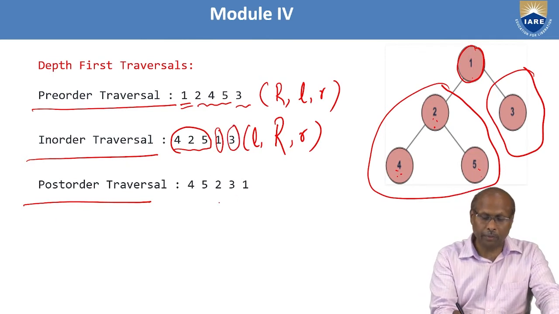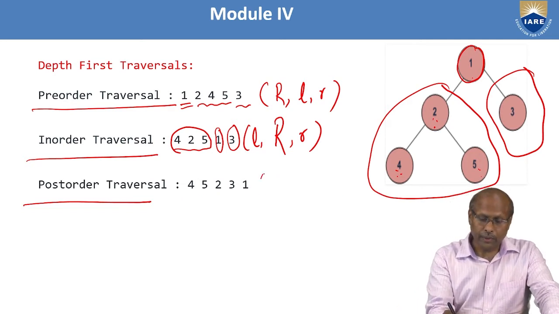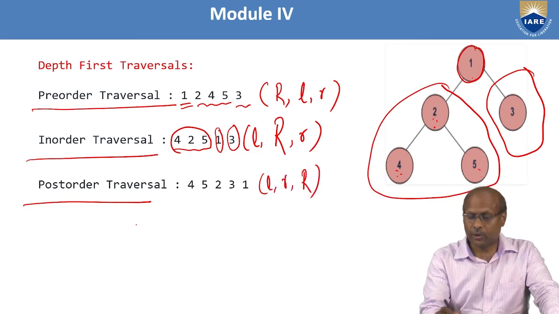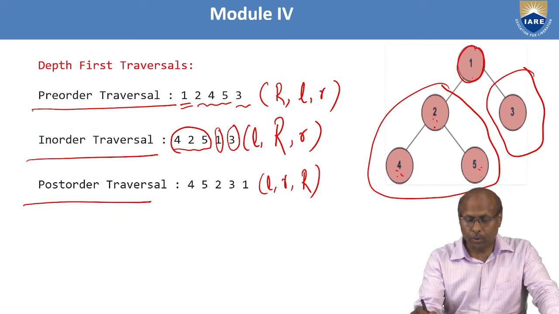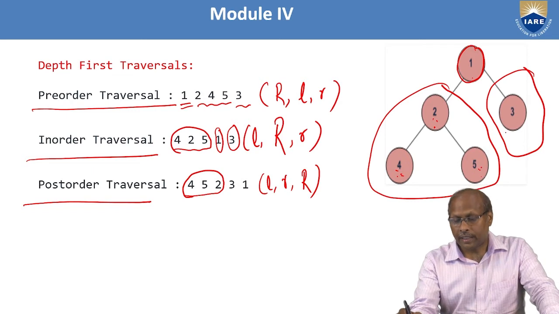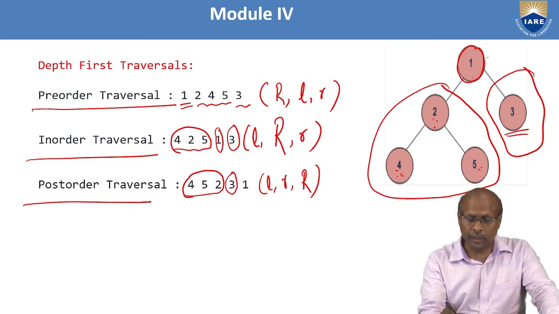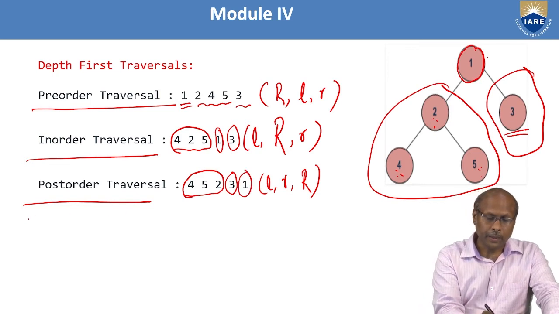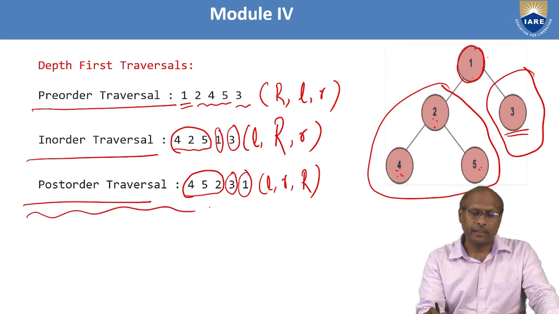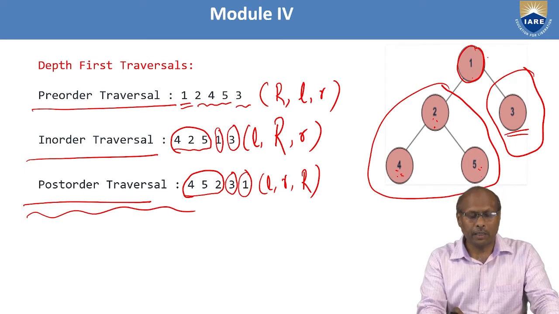Similarly, if I follow post order traversal for this given tree, post order says first left, then right, and then root. So root will be visited last. So 4, 5, 2. This is my left subtree in this order. Then right subtree 3, and then root. So root will be the last one. So this is the post order traversal for this given tree. So this way you can traverse for the depth first traversal.